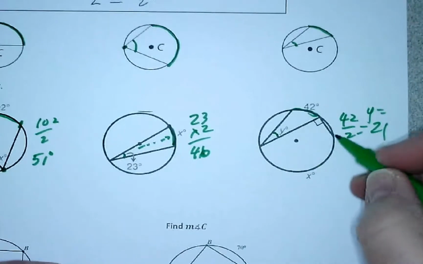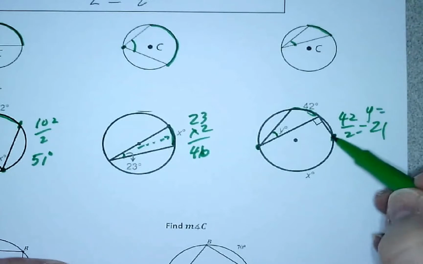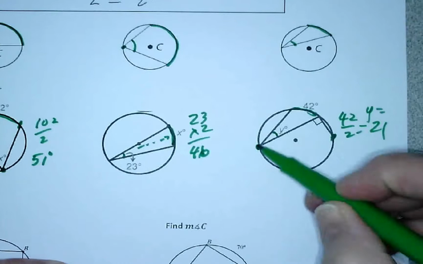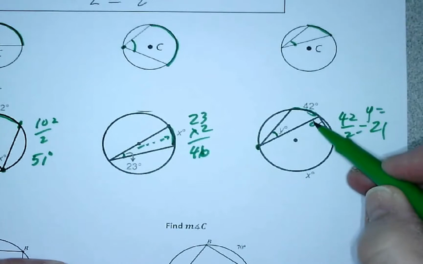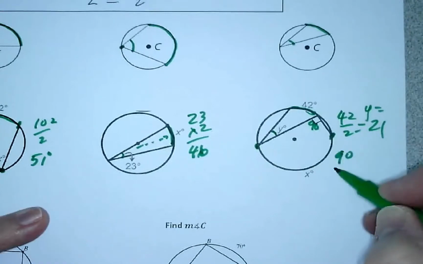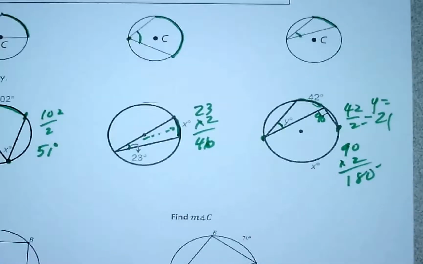And X out here goes from here all the way across here. It is looking at this angle right here. X is the intercepted arc for this right angle. So if that's 90 and I'm coming out to the arc, I got to multiply. I got to get bigger as I'm moving out, 180 degrees.